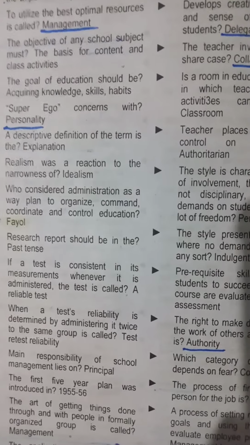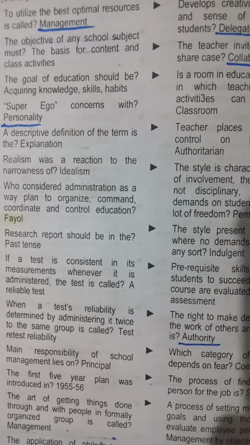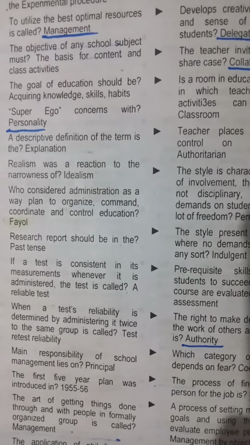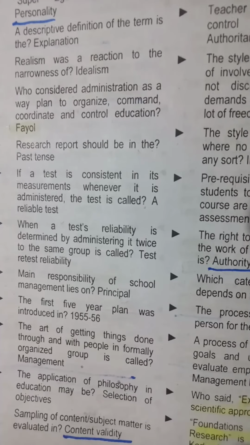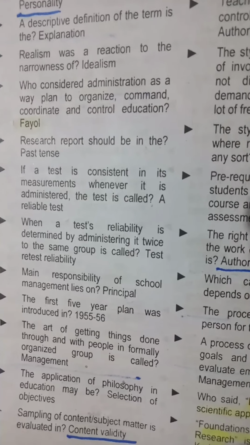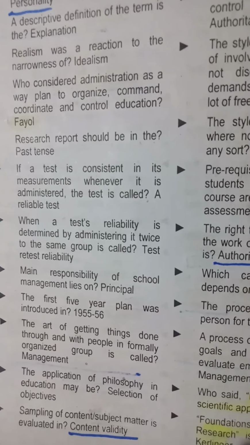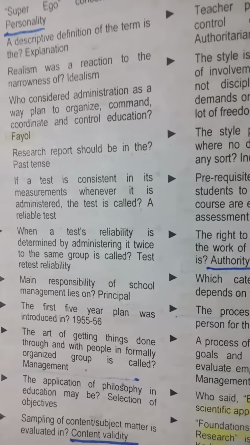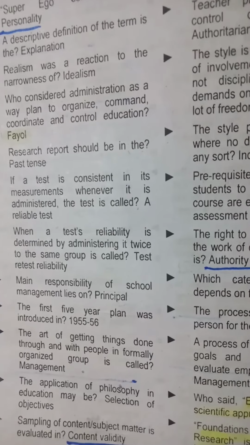Research report should be in the past tense. If a test is consistent in its measurement whenever it is administered, the test is called a reliable test. When test reliability is determined by administering it twice to the same group, it is called test-retest reliability. Main responsibility of school management lies on the principal. The first 5-year plan was introduced in 1955 to 1956.